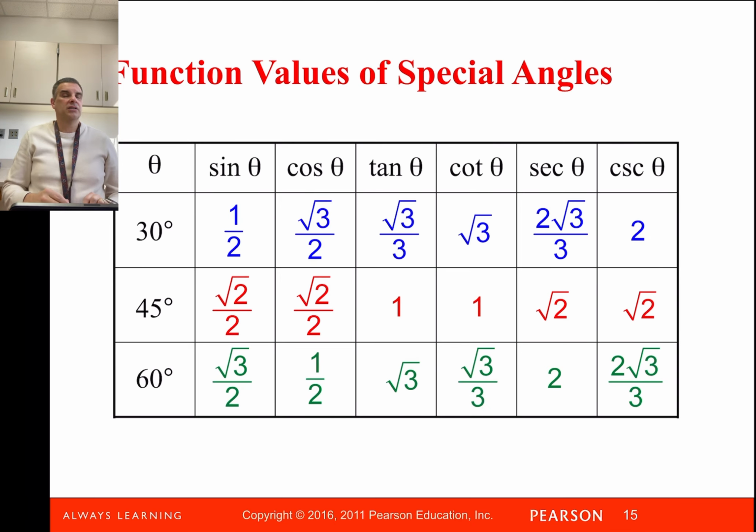Press pause right now on the video and write that down, because a lot of your questions today are going to say, give the exact value of the sine of 30. Sine of 30 is 1/2. You're done. Nothing left to do. What's the exact value of the secant of 45? Well, it's the square root of 2. You've got it in the table. You can look it up quickly and you can be done. Press pause, write it down.